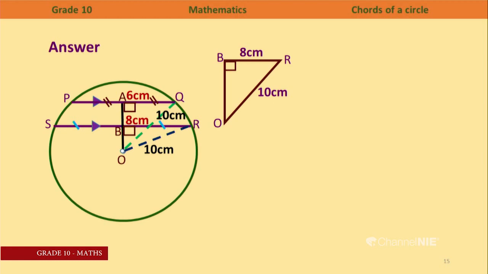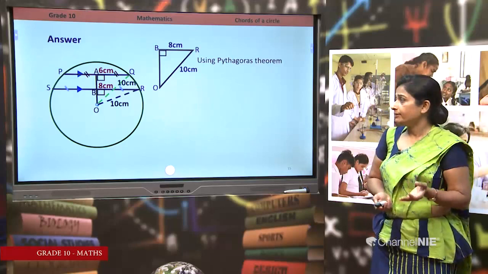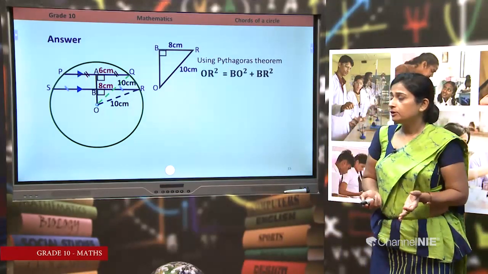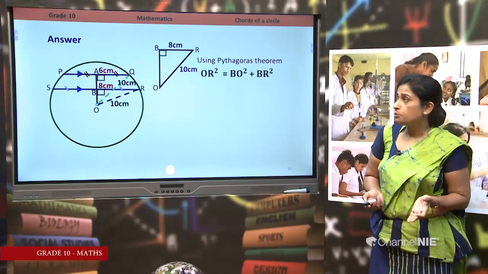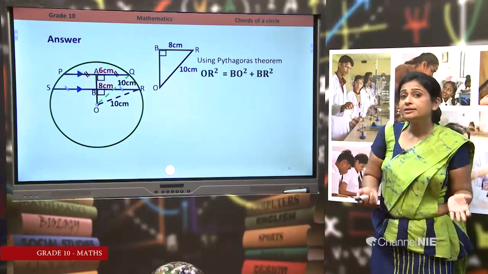Here also we know the lengths of two sides. What are the sides? OR and BR. So, we should find OB. Same thing we have to do. We have to apply the Pythagoras theorem to find the OB length. According to this triangle, what is the relationship? OR is the hypotenuse, OR squared equals OB squared plus BR squared.